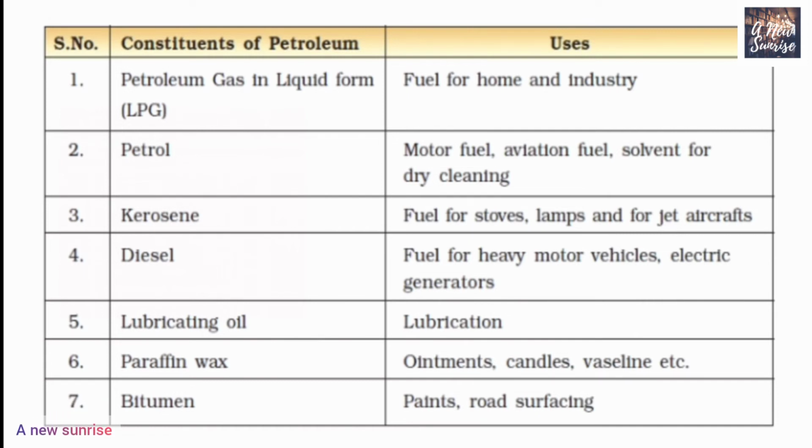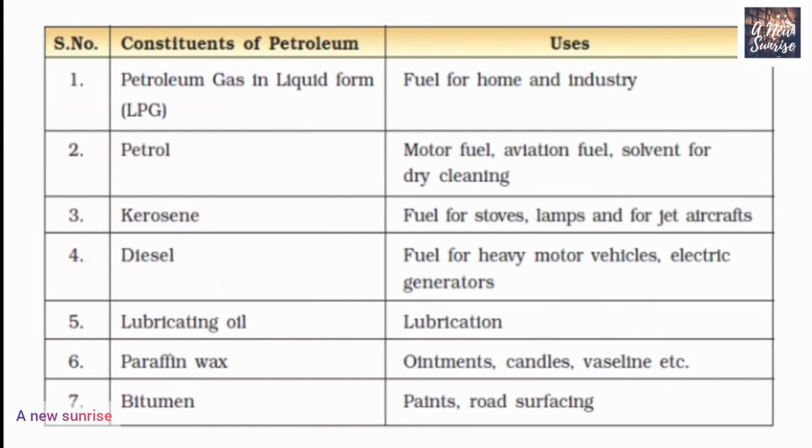It is a table. Now let's see this table. See, the uses of petroleum gas in liquid form. Petroleum gas in liquid form is called LPG. LPG is used as fuel for home and industry. Next is petrol. Petrol is used in motor fuel, aviation fuel, and as a solvent for dry cleaning also.